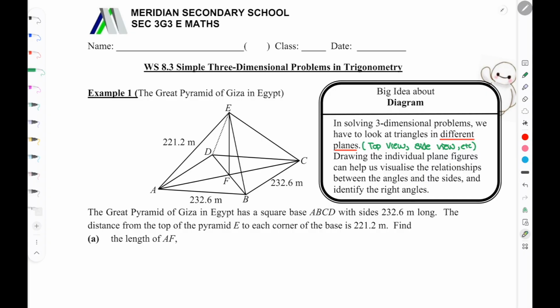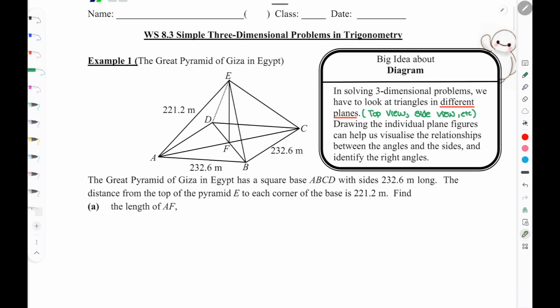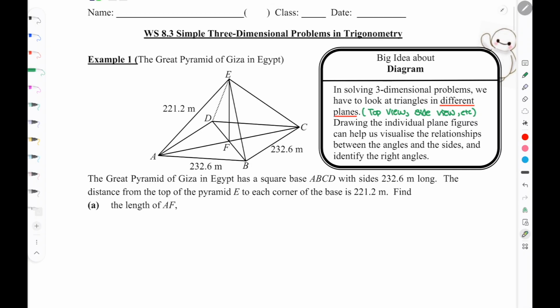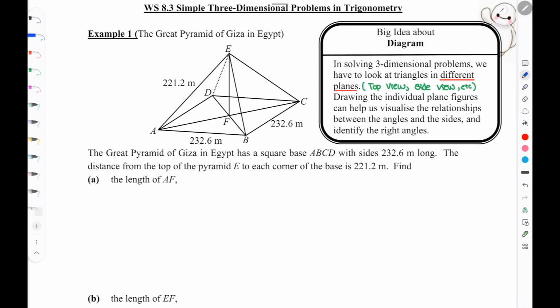What do I mean by viewing it in different plane? For example, you can always split something like this to see it from the side view or your top view. When you see it in a different perspective, the question becomes a lot easier. Moving on to the first example, we have a pyramid and it's drawn in 3D. It looks quite complex, but we will continue the question first, and then I will slowly teach you how we go about solving this kind of question.